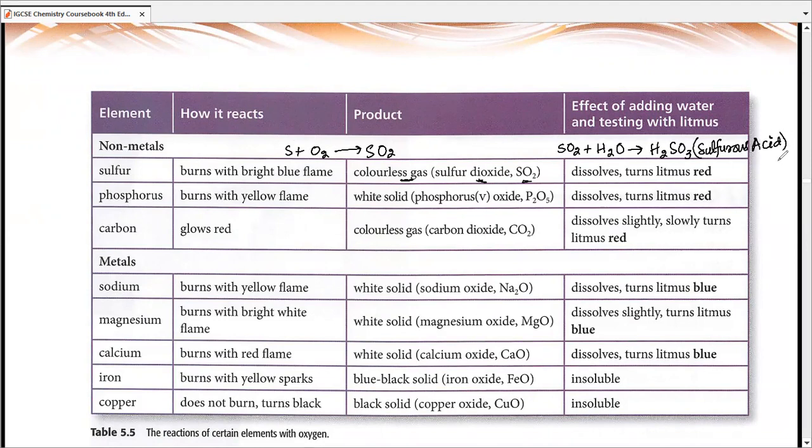Sulfurous acid. And since it's an acid, it can easily turn the litmus paper from blue to red. That makes much more sense now.